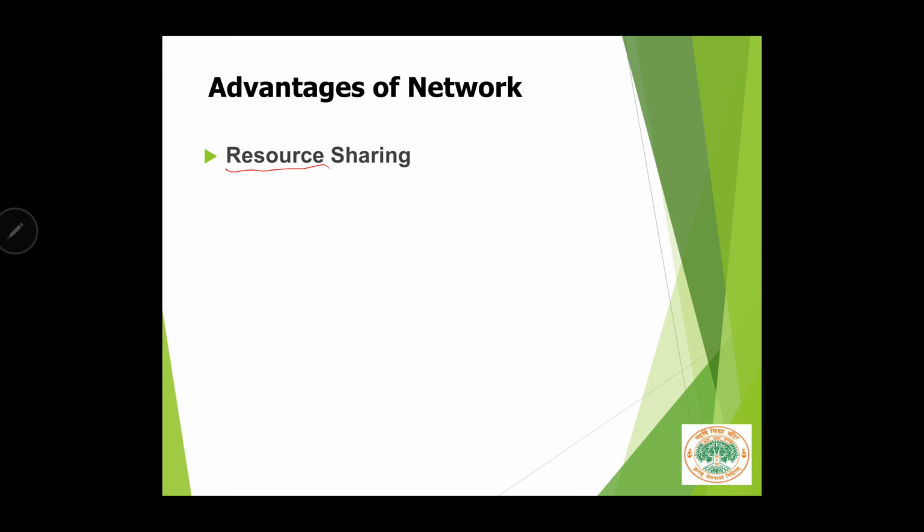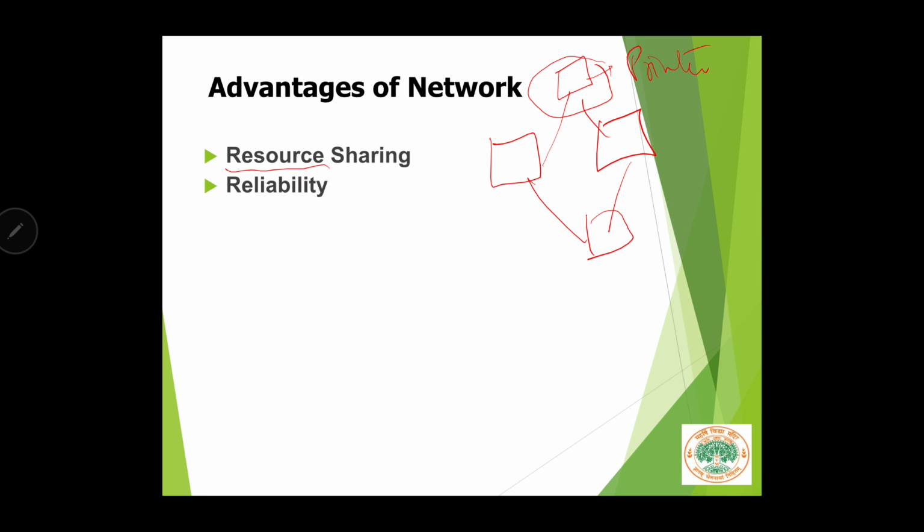So what is a resource? Resource means the different devices. For example, if we have three computers and you require the job of printing, you can buy a printer, and that printer can be connected to all the three computers. So instead of buying three printers, what will be the cost? Let's say each printer costs rupees 5,000, so three printers will cost you rupees 15,000. Instead of 15,000, in just rupees 5,000 you can manage the entire work. So this is the first advantage. It is called resource sharing.